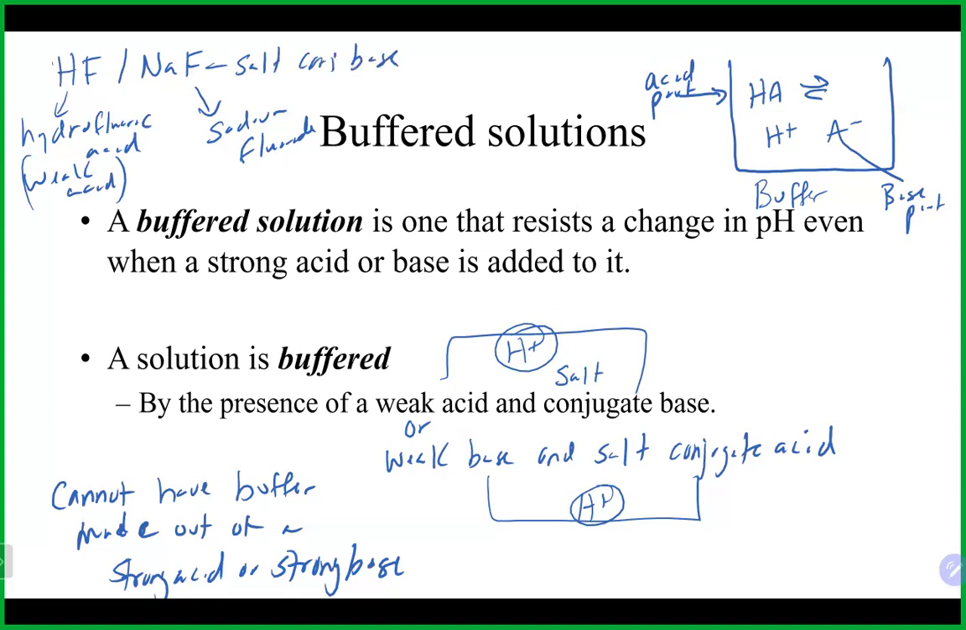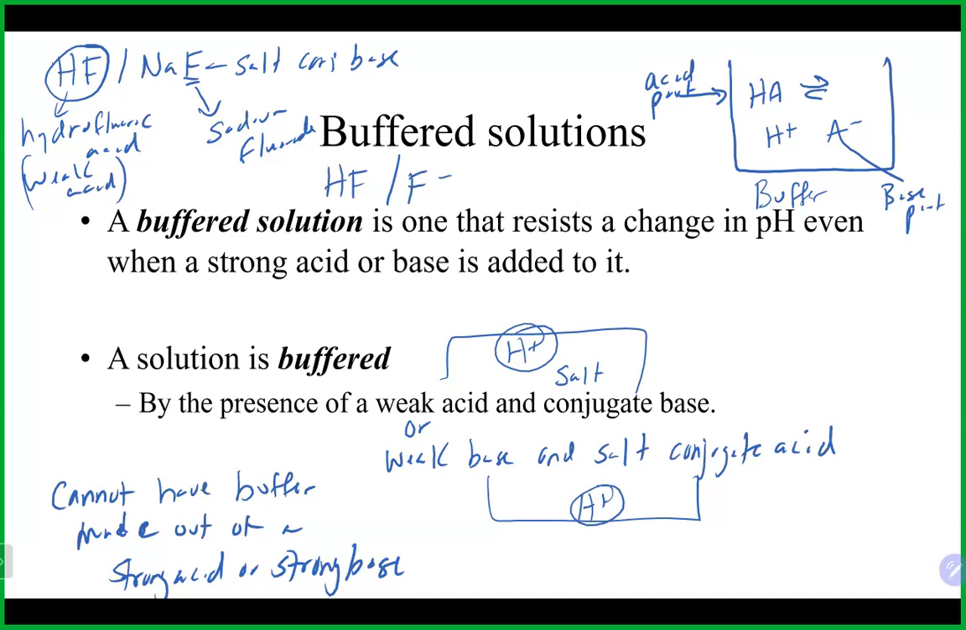What is actually the buffer components here is the HF and the F minus. These are really the two buffer parts. The HF obviously comes from the hydrofluoric acid. The F minus comes from the sodium fluoride. And that is why it's referred to as a salt, because it has a sodium hanging out there doing nothing. It's really just a spectator ion, basically. But that is why it's referred to as a salt of its conjugate base.